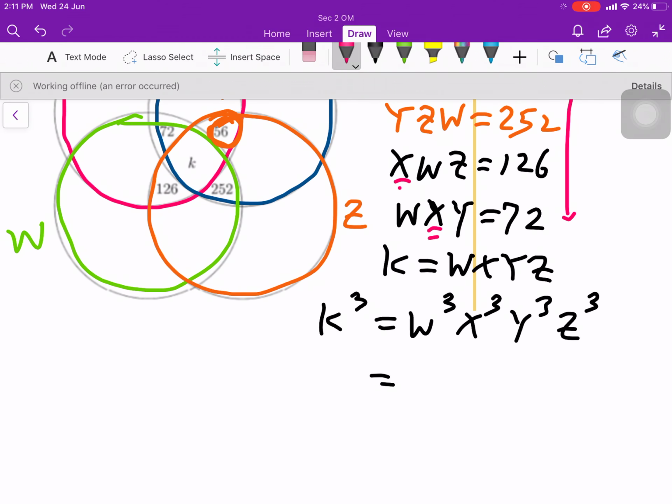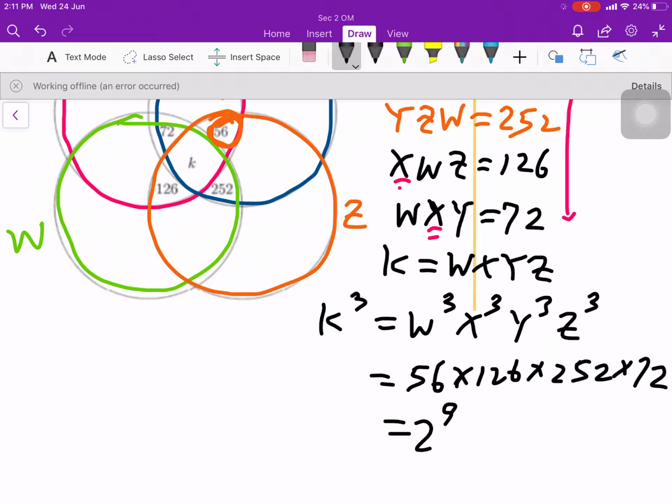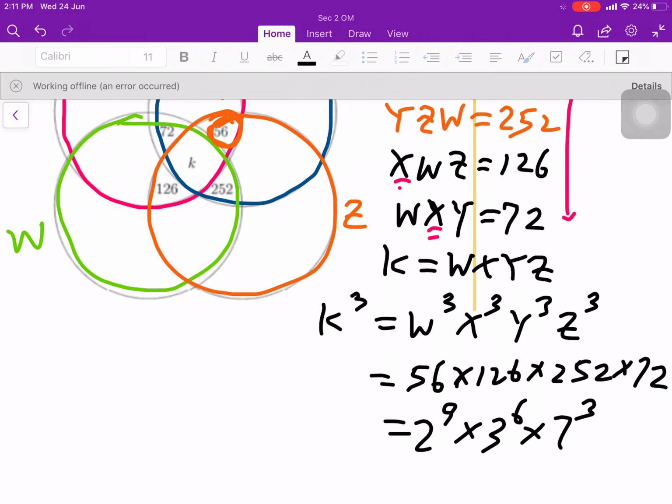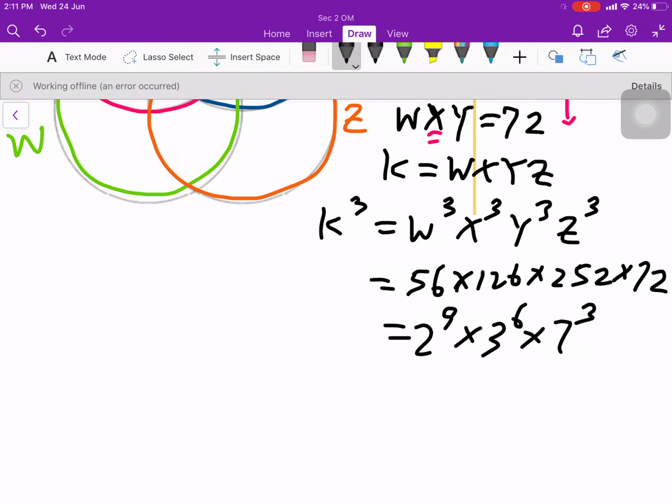Therefore, in this case, it is just equal to 56 times 126, and then times 252, and then times 72, right? And then you do the prime factorization, you get 2 to the power of 9 multiplied by 3 to the power of 6 multiplied by 7 to the power of 3. Can you see that the powers are all multiples of 3? Therefore, your k basically is 2 to the power of 3, and then 3 to the power of 2, and then times 7, right?